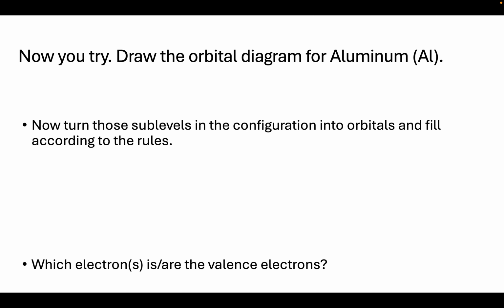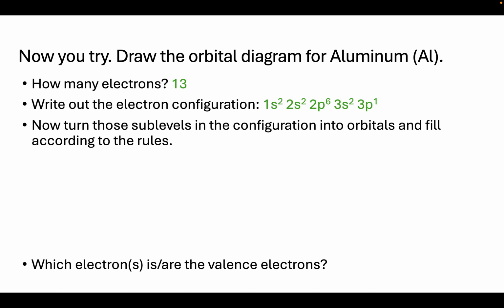All right, last one. We're going to draw the orbital diagram for aluminum. So what's the question you need to ask yourself first? Yep, you got to figure out how many electrons. So look on the periodic table, pause. There are 13. Now I recommend you write out the electron configuration. One, that's just good practice. And two, that will help you figure out the orbitals that you need. So pause here and do that. And there it is. Now you're going to turn these sublevels in the configuration into orbitals and fill them. So pause here and try it.